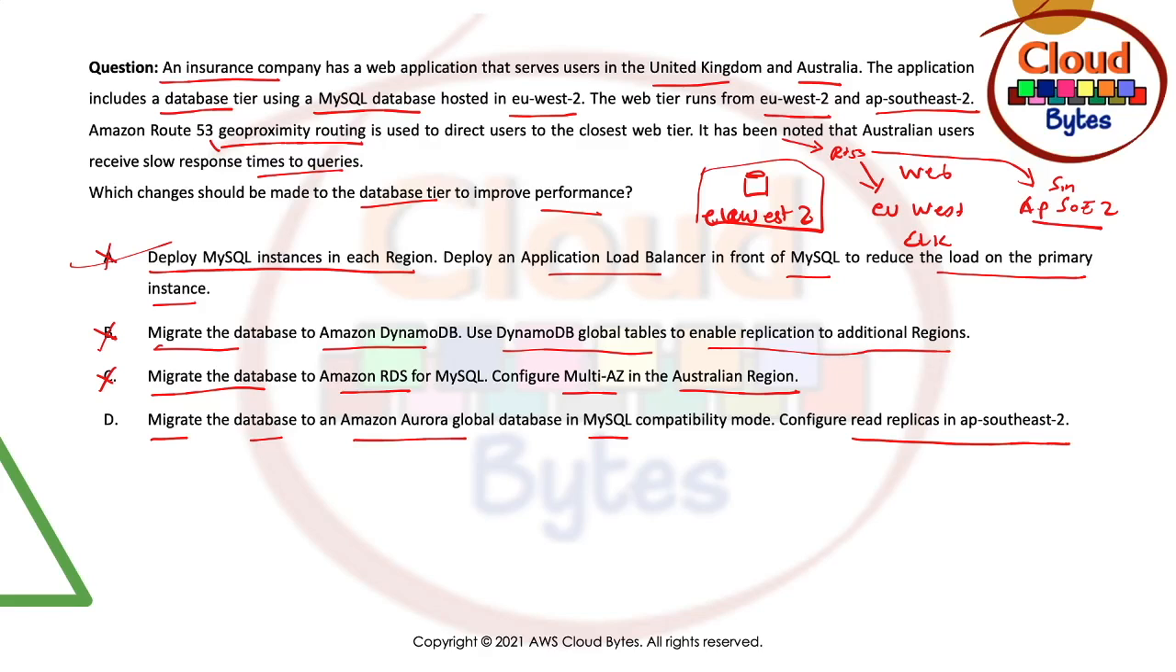Aurora replicates data to the secondary regions with typical latency of under a second. So you issue write operations directly to the primary DB instance in the primary AWS region. This will solve your problem that is happening in this particular question, and it will be the answer for this question.